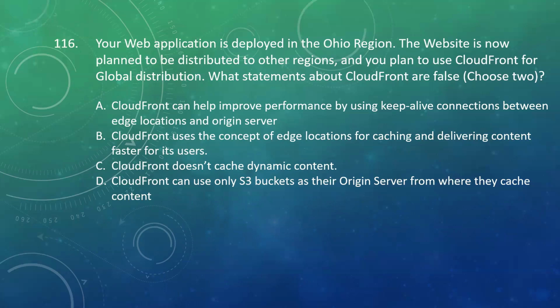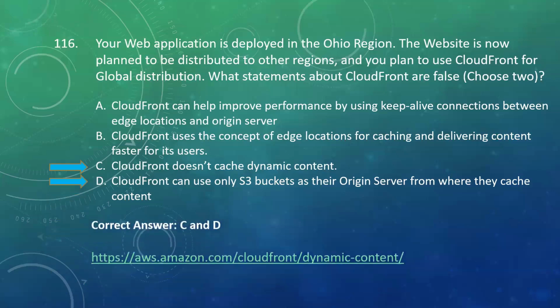Your options are, option A, CloudFront can help improve performance by using keep-alive connections between edge locations and origin server. Option B, CloudFront uses the concept of edge locations for caching and delivering content faster for its users. Option C, CloudFront doesn't cache dynamic content. Option D, CloudFront can use only S3 buckets as their origin server from which they cache content. So the correct answers are option C and option D.